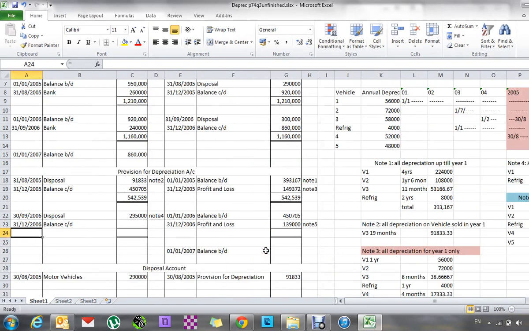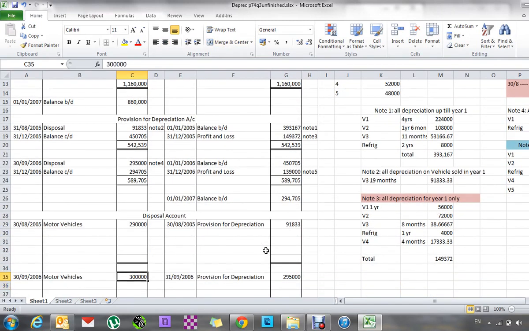So now I've got all my notes done, I can go finishing off the question, and I can do my disposal. So that added to that, and that's the total there for the year. So my balance CD is the difference between the two sides, which is that 294,705. Okay, so now I'll move on to my disposal. I've already put in the motor vehicles from the first part of the question. My provision for depreciation there has automatically been filled in. That's the figure that came from my disposals here and here.